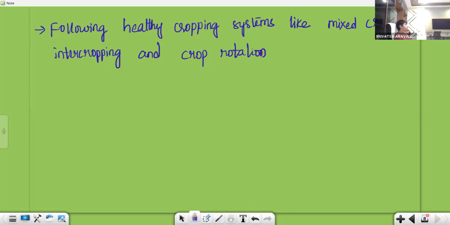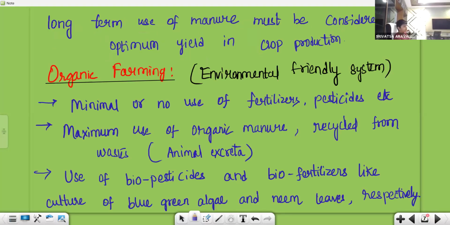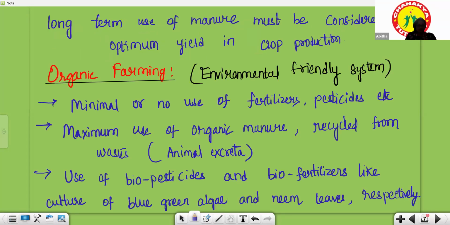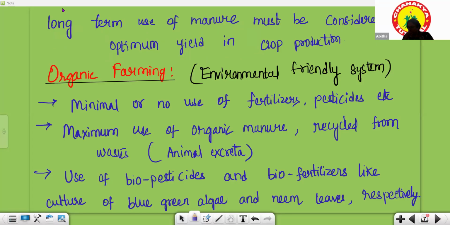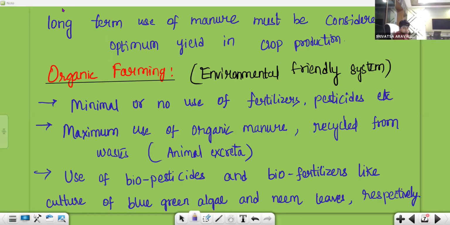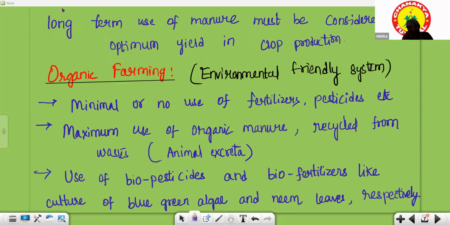Please read what is organic farming, Srivatsa. Yeah, I'm just thinking. Why are you thinking? Did I ask you any question? No, no. For organic farming, I'm thinking about them.